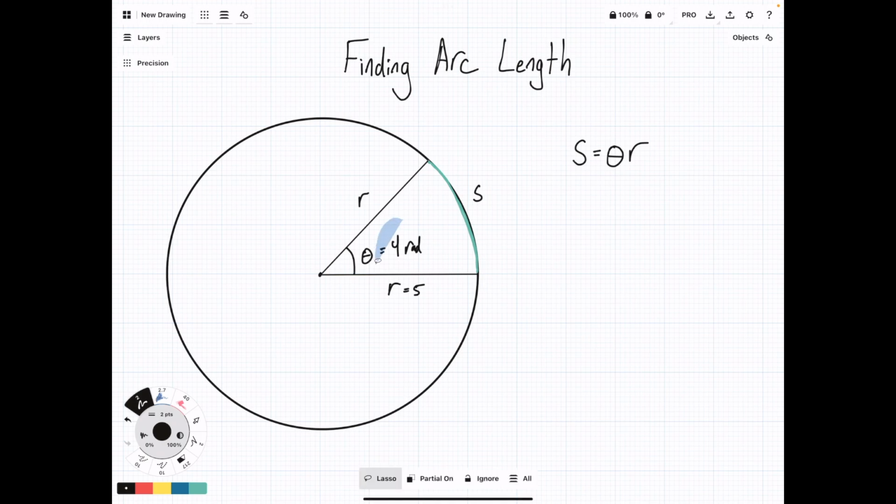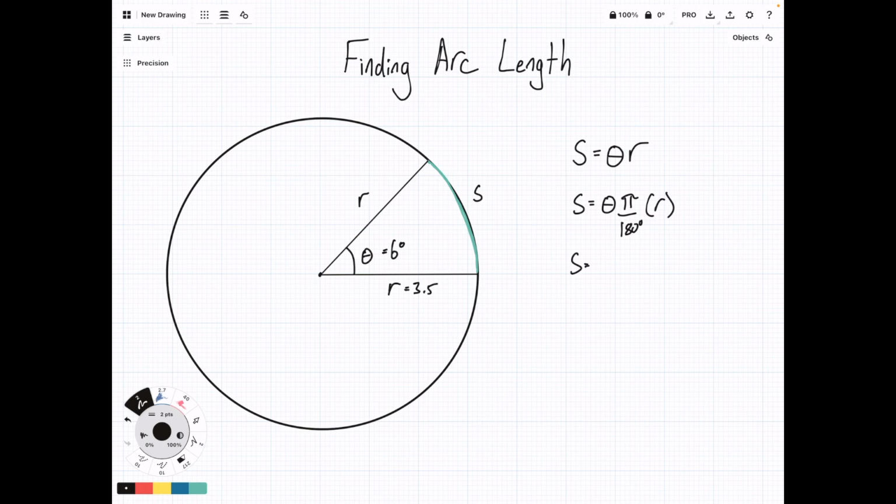Now we can do a slightly more difficult problem, but not too much more difficult. In this case, r is going to equal 3.5 and theta is going to equal 6 degrees. So because we are given degrees, we need to convert that to radians, and to do that we're just going to update our formula here. We're going to have theta times pi over 180 degrees times r, and then we'll plug in what we got. 6 degrees times pi over 180 degrees times 3.5.